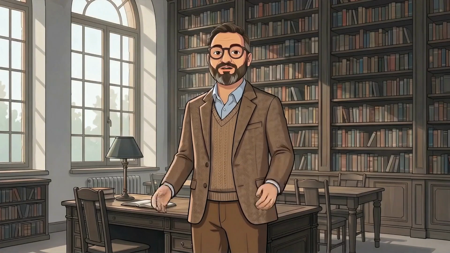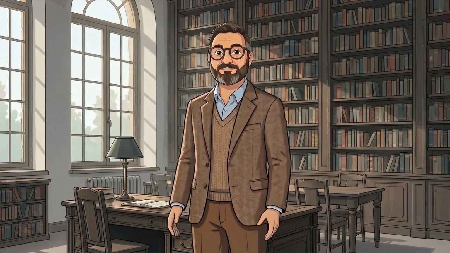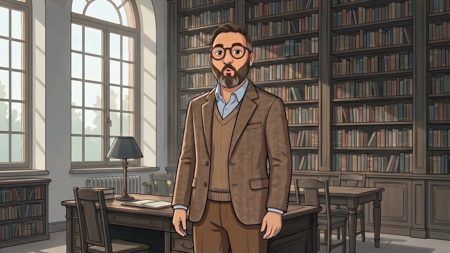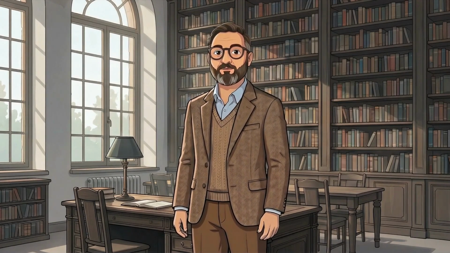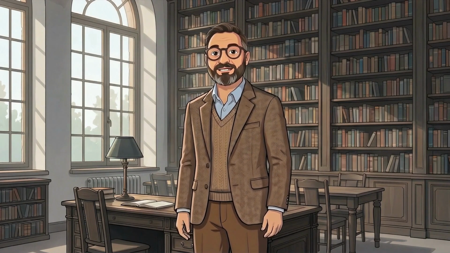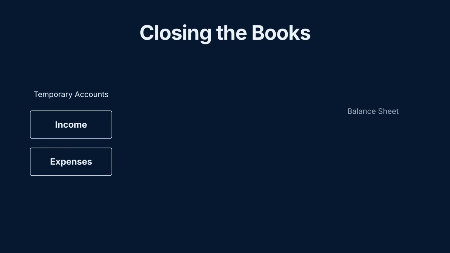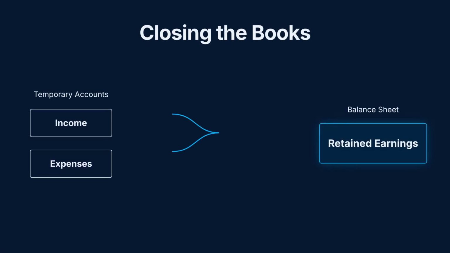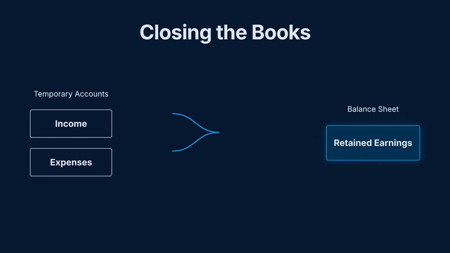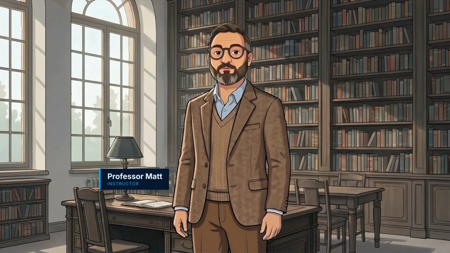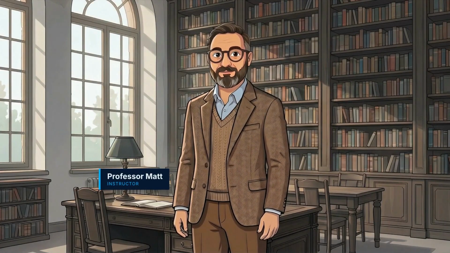We then use the adjusted trial balance to prepare the balance sheet and income statement. Once the statements are prepared, we then close the books. This involves setting the temporary accounts, the income and expense accounts, to 0. And that's it. Once we've closed the books, we're ready for the next accounting period.